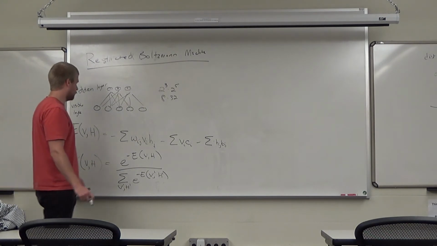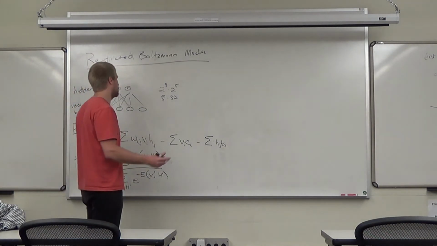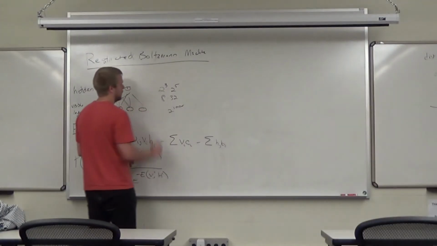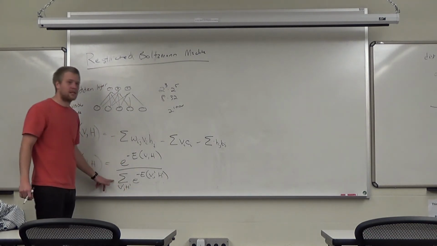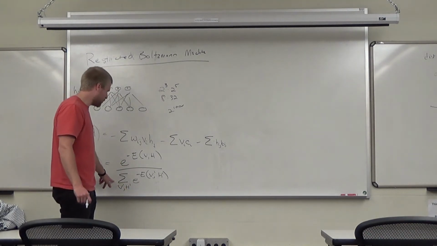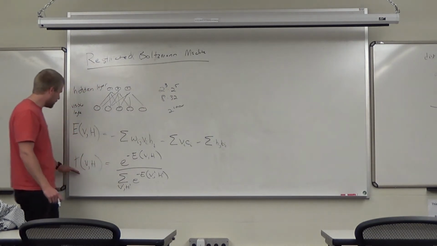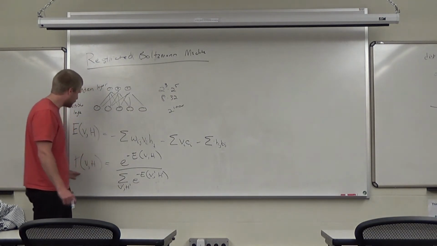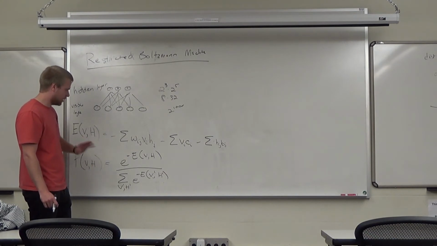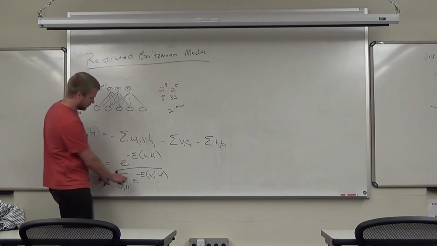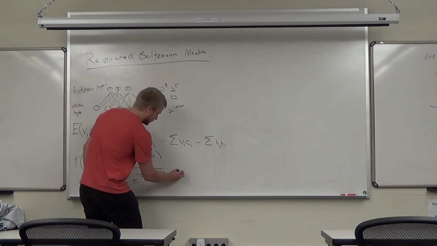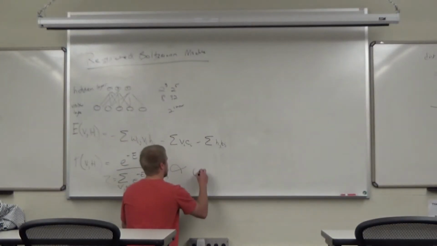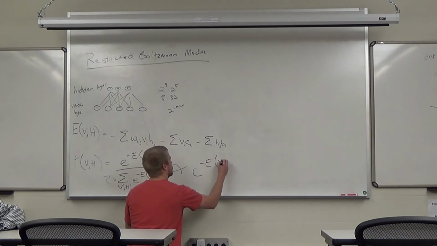But when you're using a really big network, you have something like 2 to the 1,000, and that might be bigger than the number of atoms in the universe. So it's going to be impossible to compute this. But when we're worried about the relative probability between 2 configurations, we don't have to worry about this because it's always going to be the same. This is a constant. So really, this is proportional to e to the negative energy of v and h.